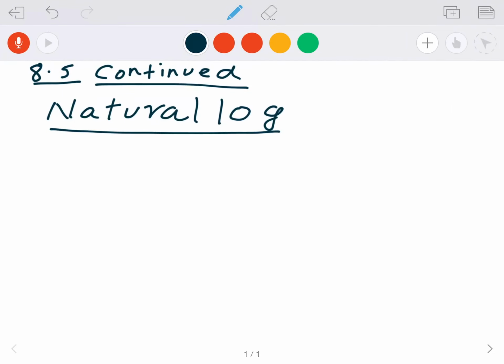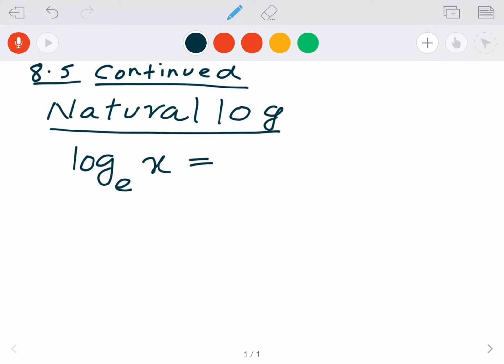All right, so here we're going to continue talking about section 8.5. In this part, we'll be talking about the natural log. The natural log is also a log, but it has a different thing. So in this one, let's say we have log base e of x.